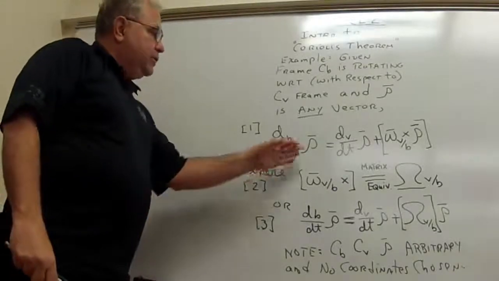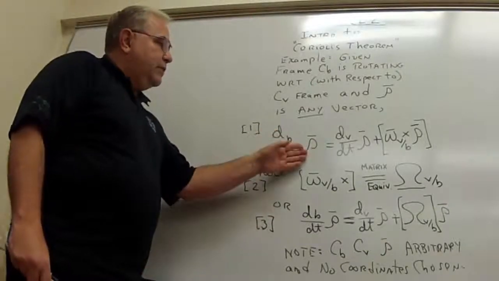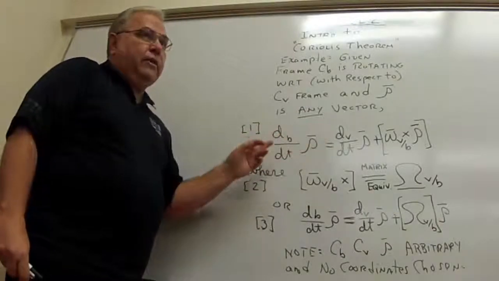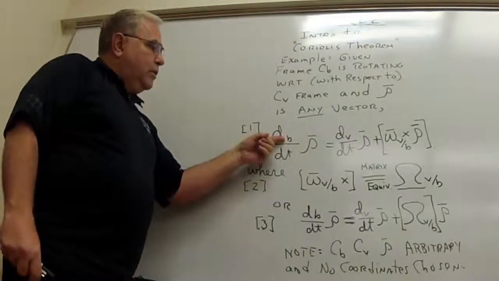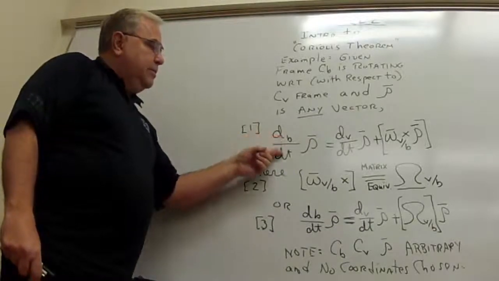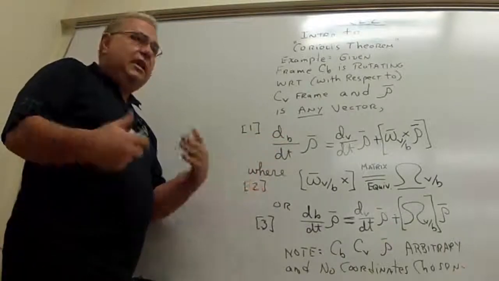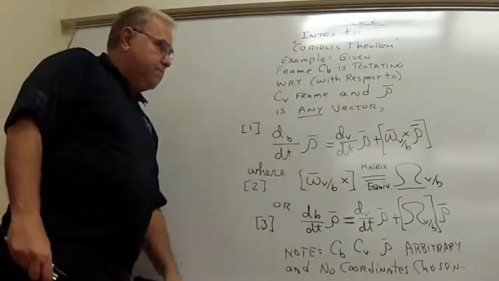So how would I express the rate of change of that vector as seen by someone who's fixed in one of those coordinate frames? In other words, you're riding on this coordinate frame. If you're in the B coordinate frame, this dB dt means the rate of change you see while you're sitting on those axes. Those axes are not allowed to rotate with respect to you. The same with the V frame.